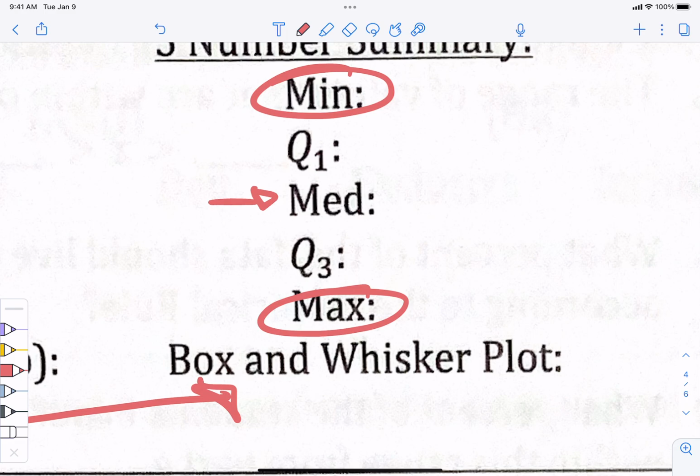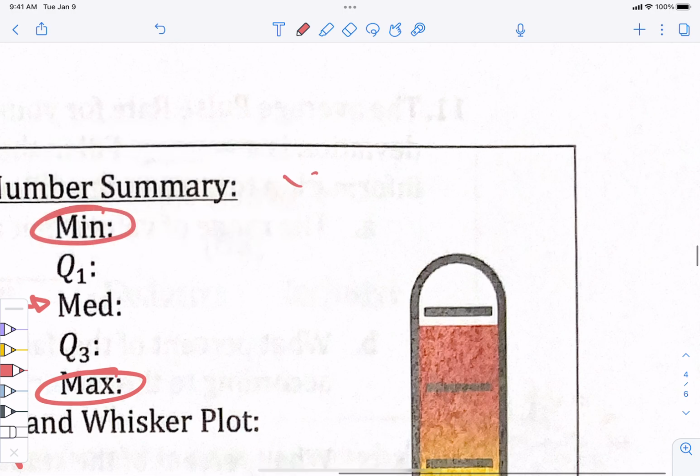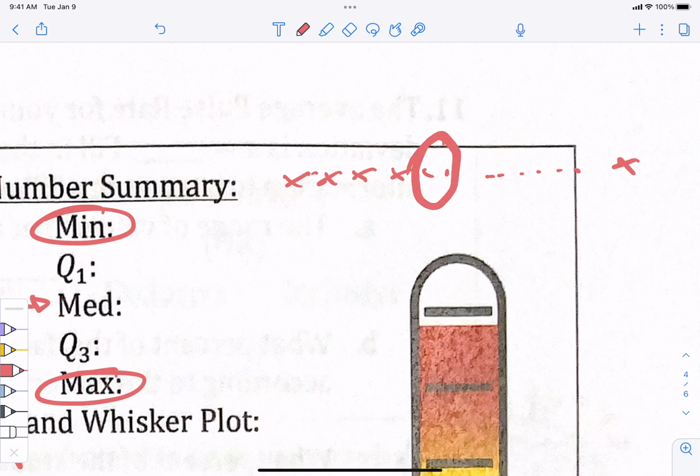If you have 17 numbers, Molly was asking me this yesterday. You have 17 numbers all the way across. So these are my 17 numbers. Will you have an exact middle number if you have 17 numbers? Yes, your exact middle number is going to be this one right here, whatever the middle one is, okay?